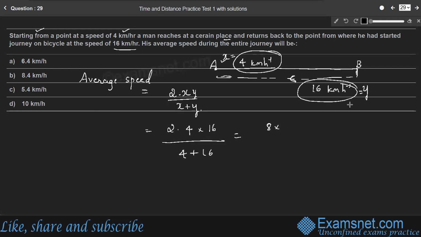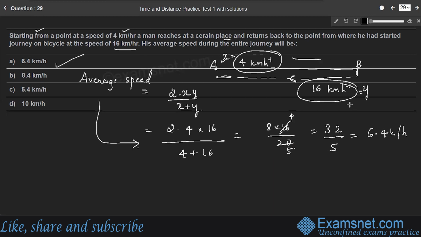Therefore, it is 8 into 16 by 20, right? So 4 into 4, 4 into 5, which is 32 by 5. So 6.4 kilometers per hour is his average speed. Option A is the right answer. In such type of questions, when the same object or a single person has two different speeds, we use the concept of average speed, which is equal to 2 times the product of the two different speeds divided by the sum of the speeds. For the given question, 6.4 kilometers per hour is the answer. Option A.